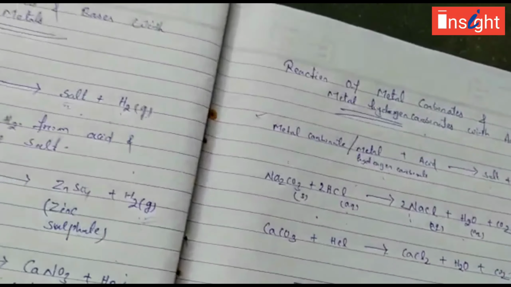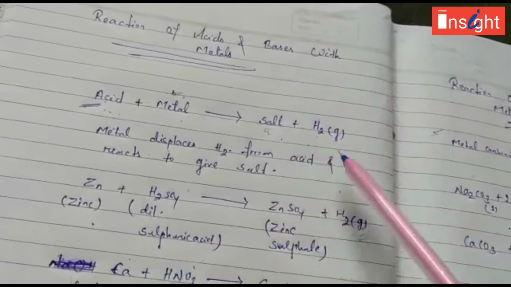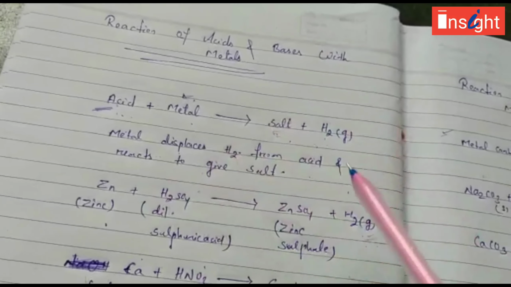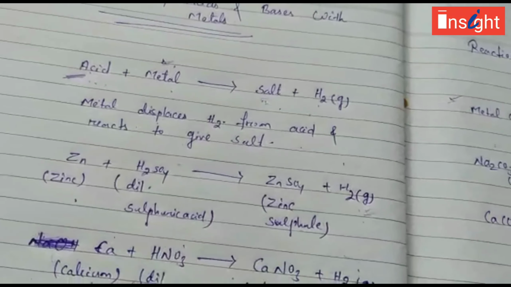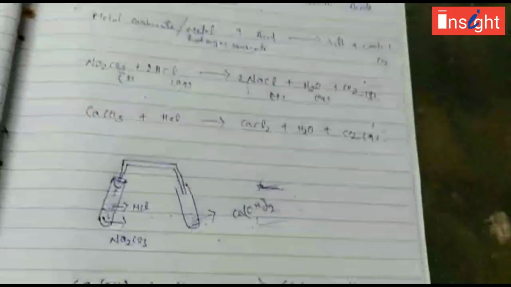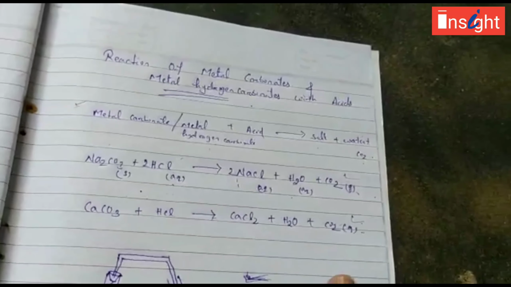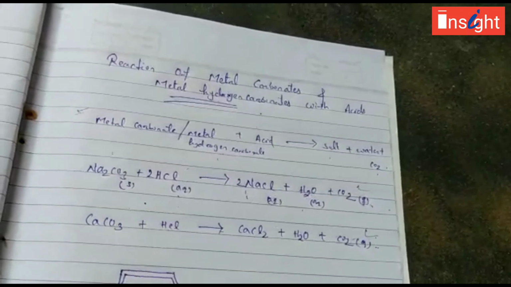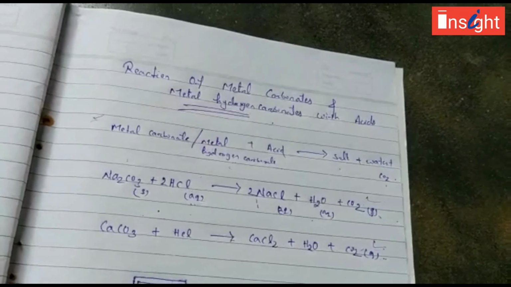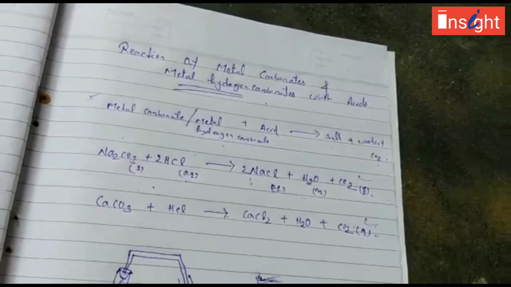So here we studied the production of hydrogen gas by the reactions of metals with acids and bases, and how carbon dioxide is produced by the reactions of metal carbonates and hydrogen carbonates with acids. Please refer to the book also so that you will be clearer.